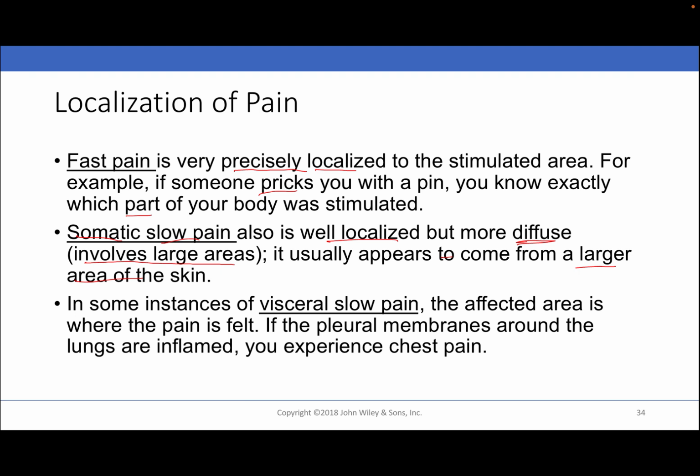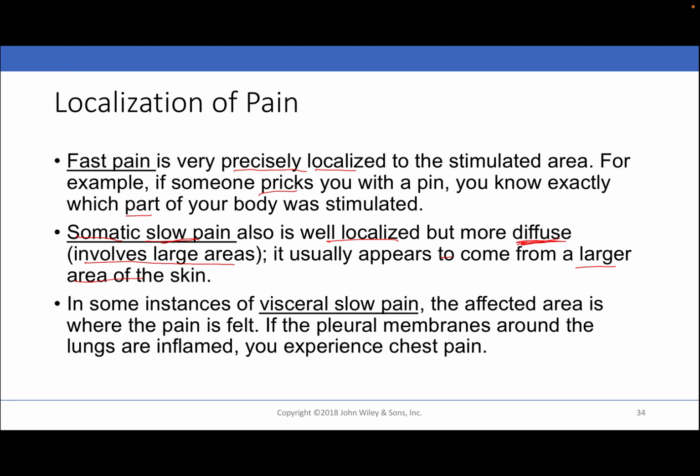This is why when you stub your toe, you know exactly which poor little baby piggy that you've just squashed. And then as that slow pain sets in, all your toes hurt because, again, we've got that more diffuse sensation going on with our somatic slow pain.